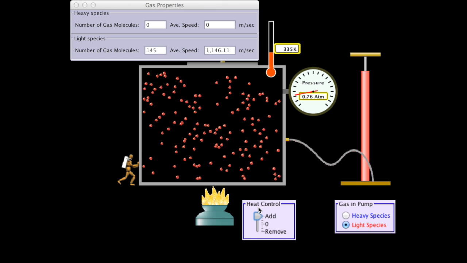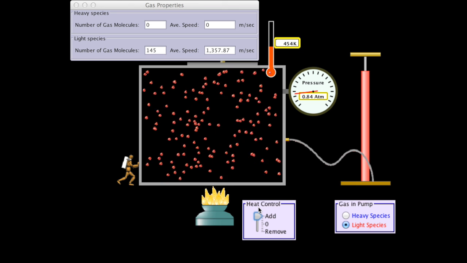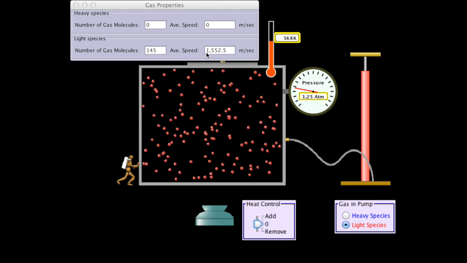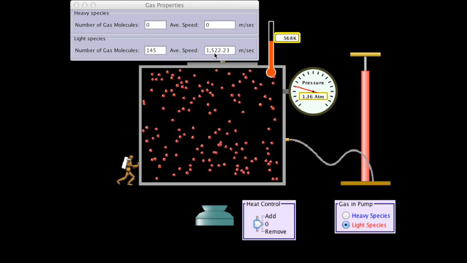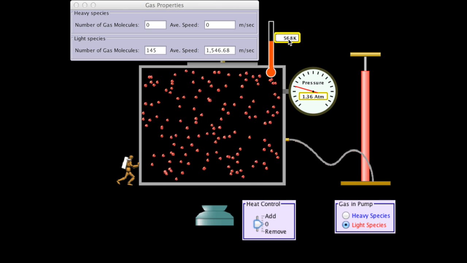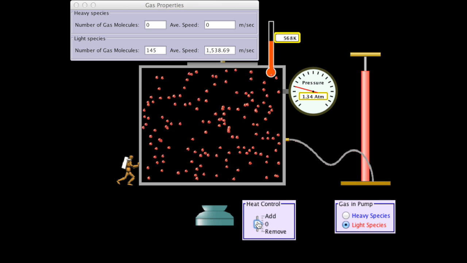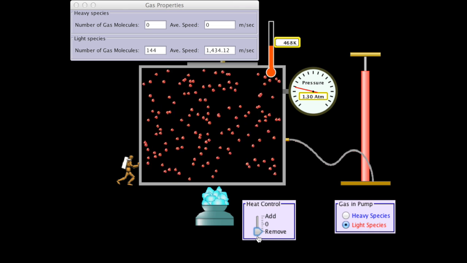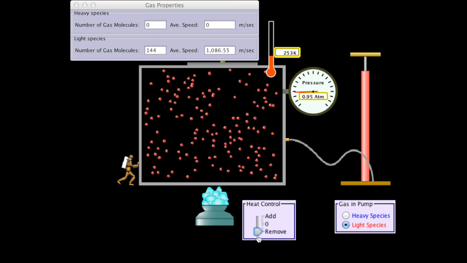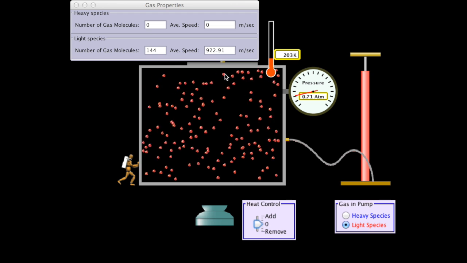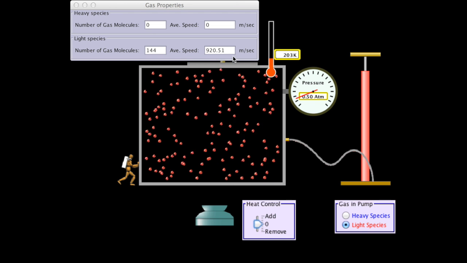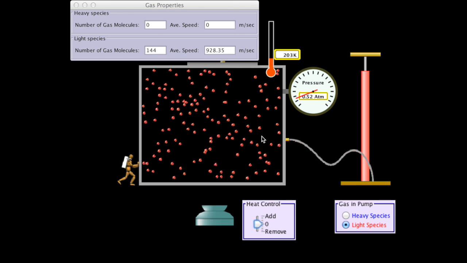Let's see what happens if we add or remove some heat. Let's start by adding. It's a bit hard to tell what's happening just by looking at the molecules, but if we look in this window here, we can now see that the average speed is 1,500 meters per second. So the average speed went up and the temperature went up when I added some heat. Let's do the opposite and remove some heat. We'll go below 300 kelvins where we started, down to about 200. Okay, so at 200 kelvins, we see that the average speed is about 900 meters per second.